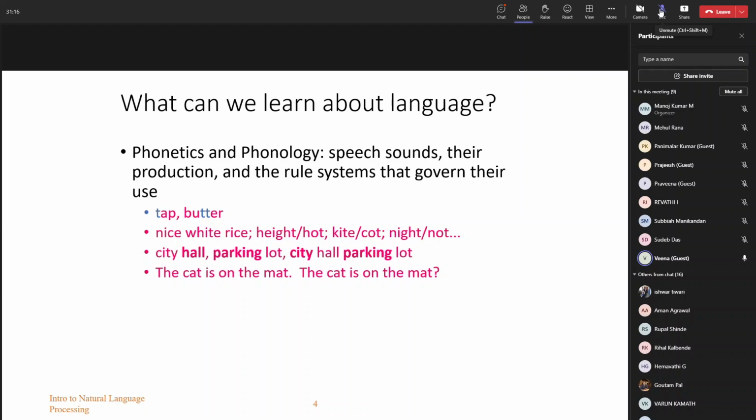So while listening, will you be able to identify the way he is pronouncing the sentence? Correct. That phonetics will tell you whether it is a question or whether it is a statement. But what is phonology?